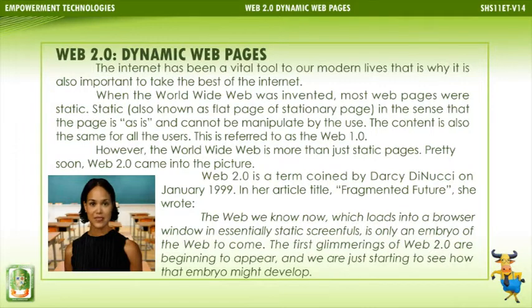When the World Wide Web was invented, most web pages were static. Static, also known as flat page or stationary page, in the sense that the page is as is and cannot be manipulated by the user. The content is also the same for all the users. This is referred to as Web 1.0. However, the World Wide Web is more than just static pages.